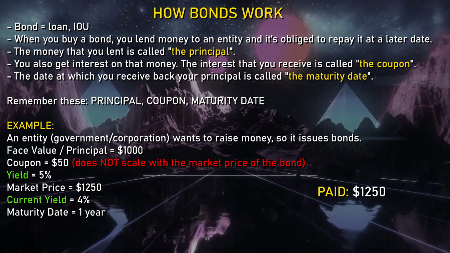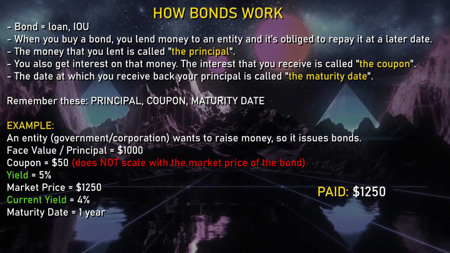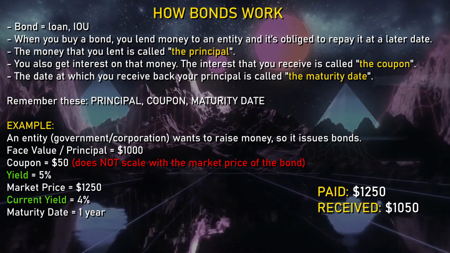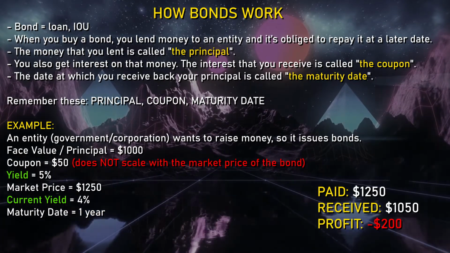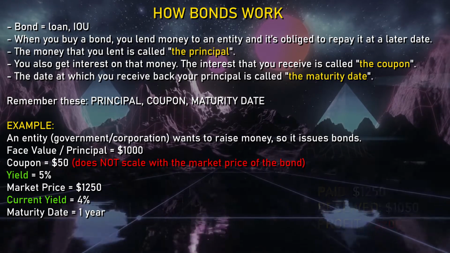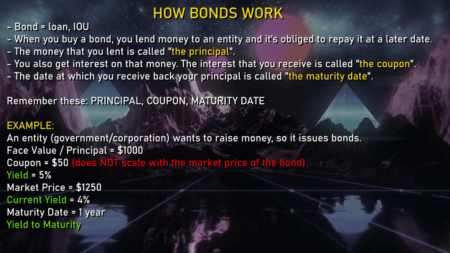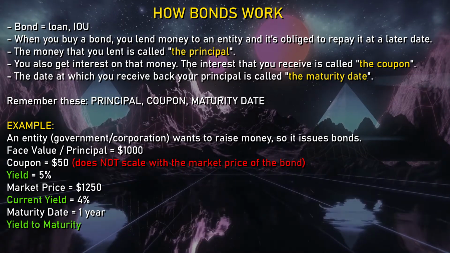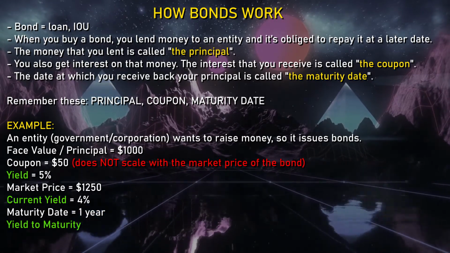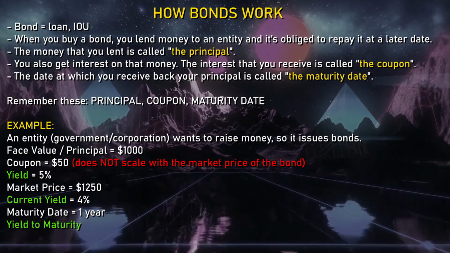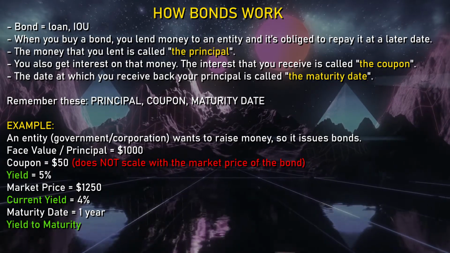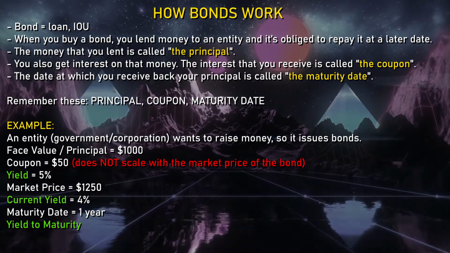Basically, you paid $1,250 and you got back $1,050. Now you're $200 in the negative. This is called the yield to maturity, and it's actually the yield that matters the most when it comes to bonds. It matters more than the current yield and more than the coupon. I will now give you a positive example so you can understand the yield to maturity better.